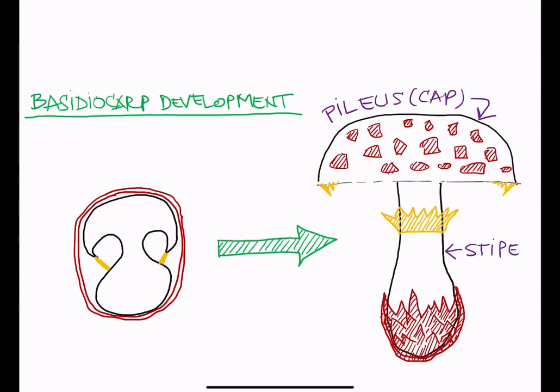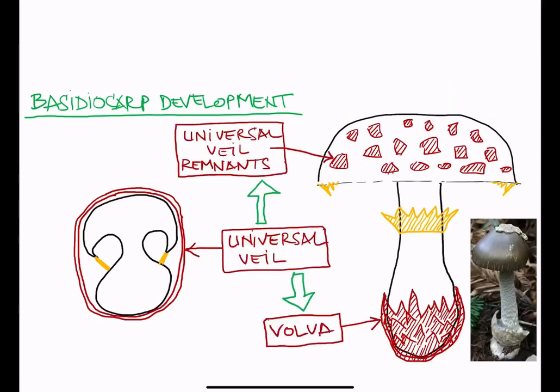Okay, so the universal veil and the partial veil end up on that adult, matured mushroom. The universal veil gets kind of pushed up and out, and it ends up being like these little kind of chunks on the outside of the cap. And then the stuff from the bottom, the universal veil that was kind of along the bottom, will remain on the bottom, and it'll become this thing called a volva.